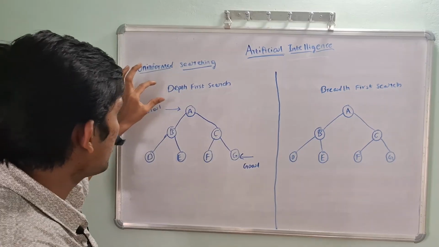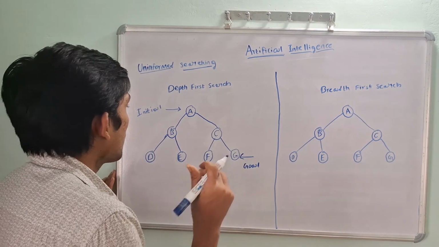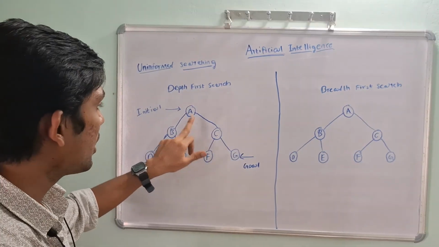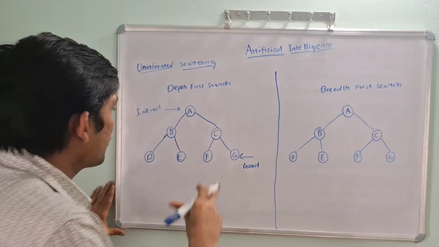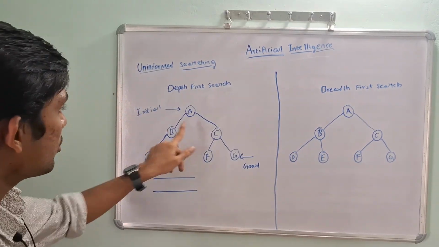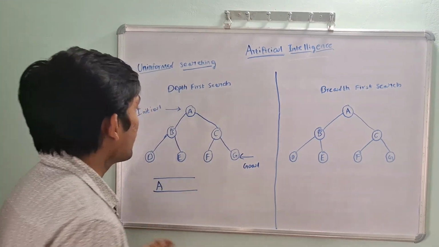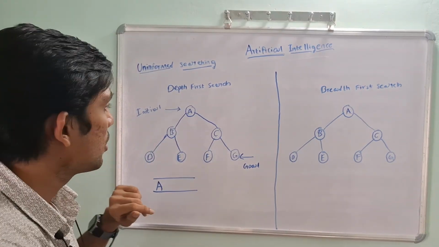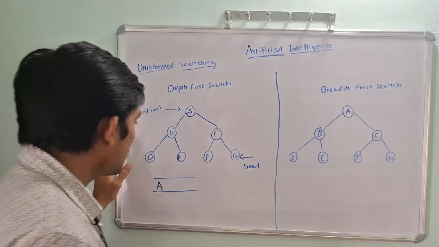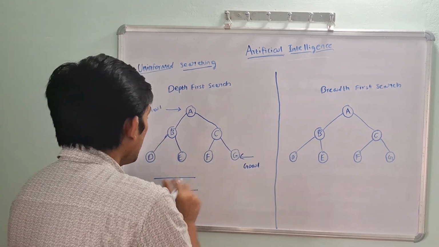Now let us see how the depth first search algorithm works. Okay, guys, let us see by this example. Here A is the initial state, and the depth first search algorithm uses a stack data structure. First we will insert A into the stack and check whether A is the goal state or not. A is not the goal state, so the algorithm pops out A and pushes its children, B and C, into the stack.